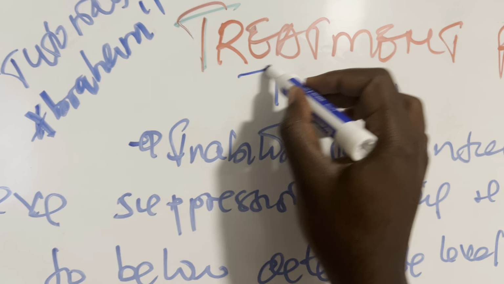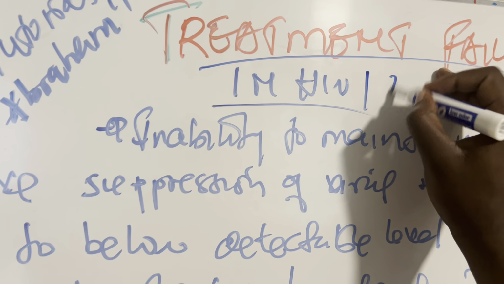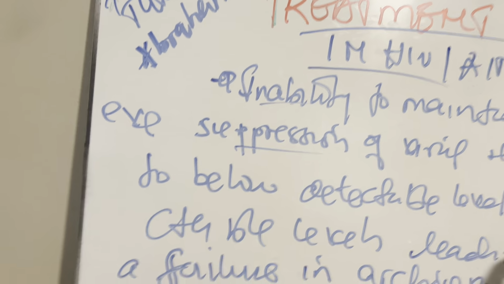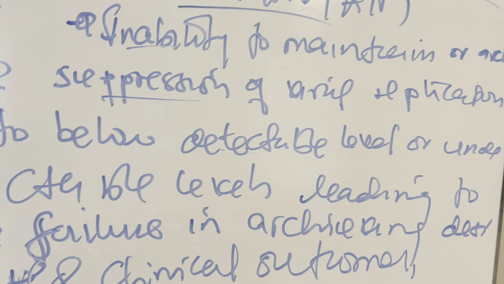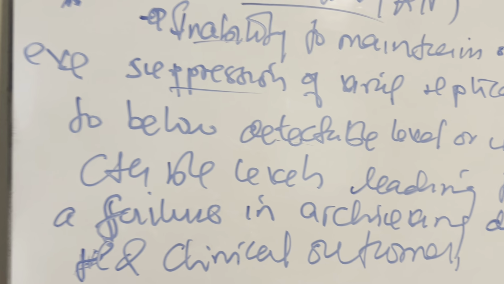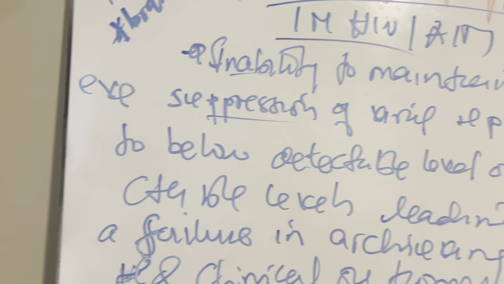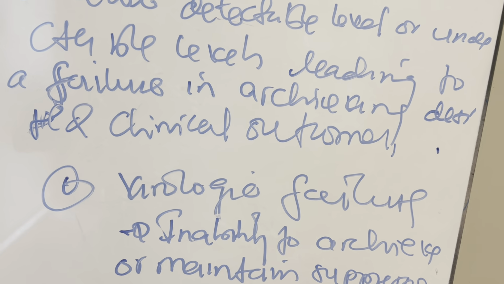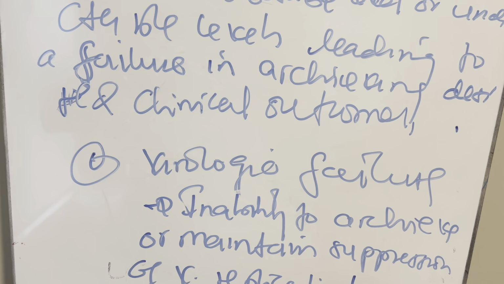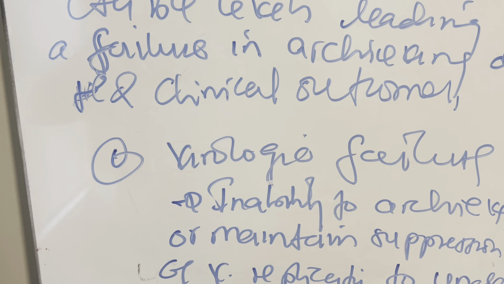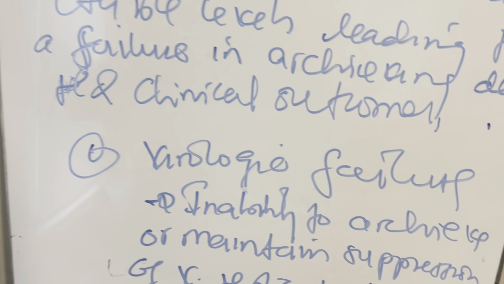Today I'm going to talk about treatment failure in HIV and AIDS. It's basically the inability to maintain or achieve suppression of viral replication to below detectable levels, or undetectable levels, leading to a failure in achieving desired clinical outcomes. We have types. The first one is virological failure, the inability to achieve or maintain suppression of viral replication to undetectable levels. Usually, it is the inability to achieve suppression of viral replication below 50 copies per mil.